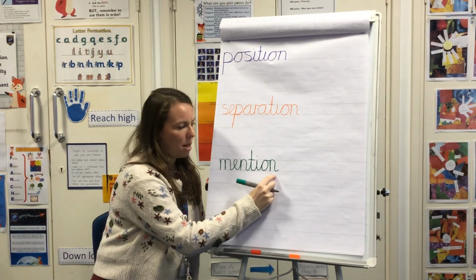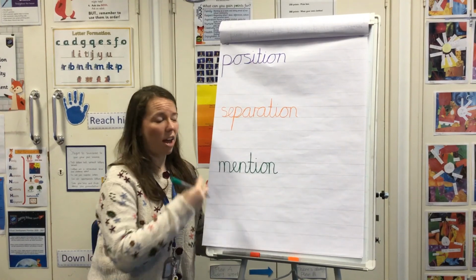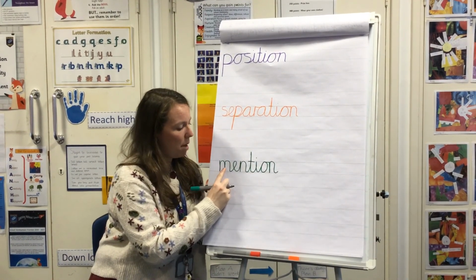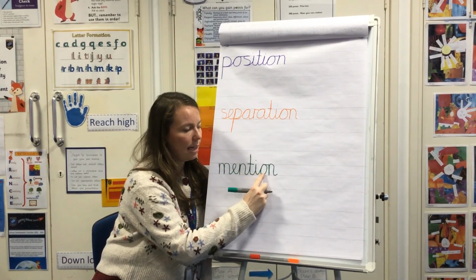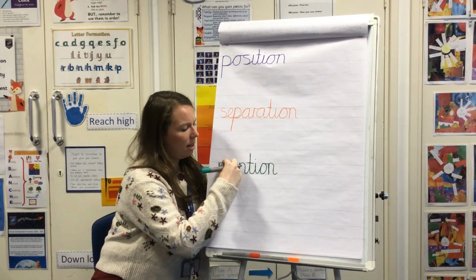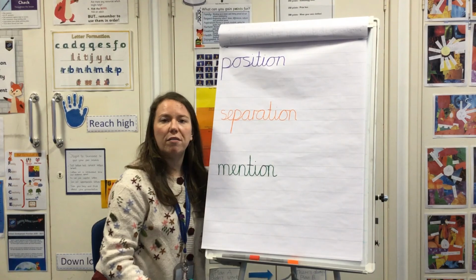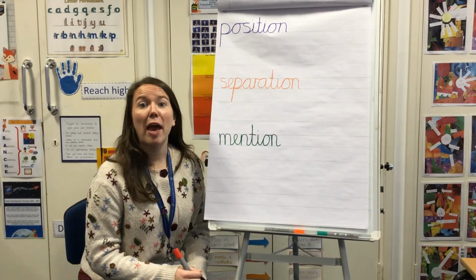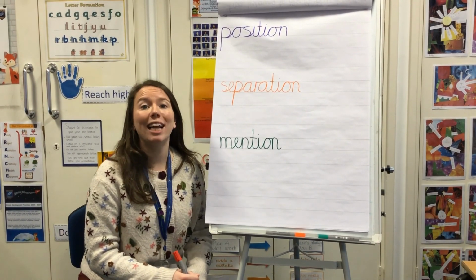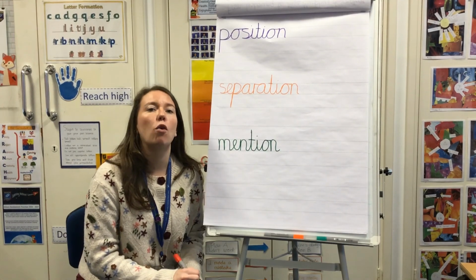So that is mention. Pause the video now and write a whole line of mention, making sure you're joining each letter together, and each letter is the same size apart from the T that goes just above. Off you go. Okay, now I'm going to have a go at the word complete, which is on your year 3 or 4 word list.